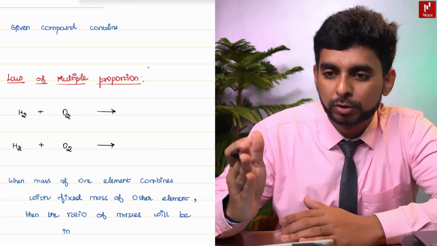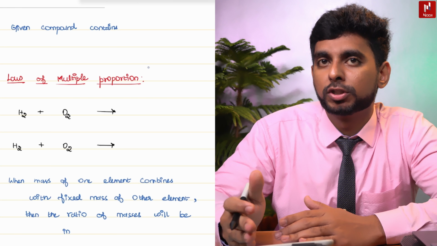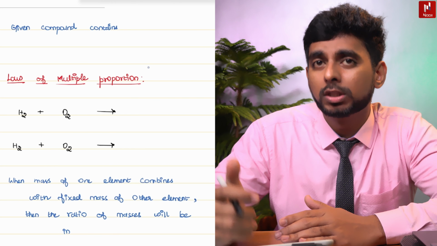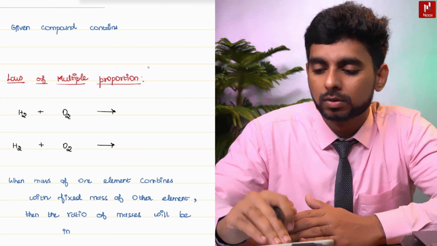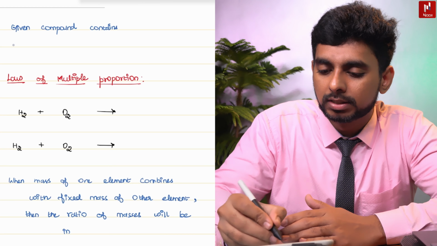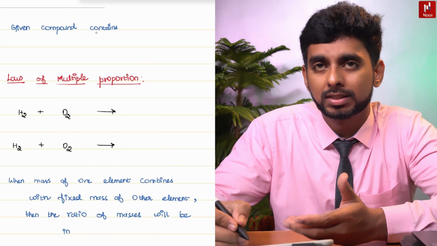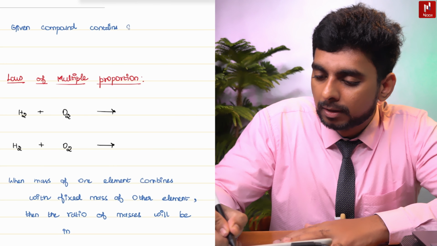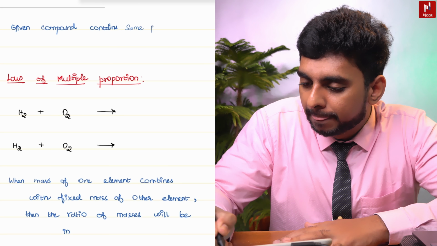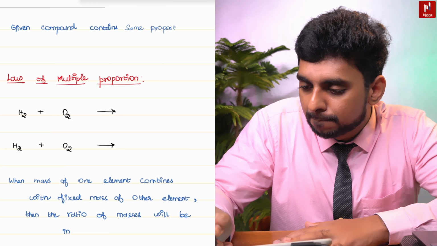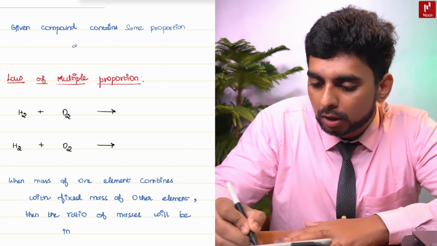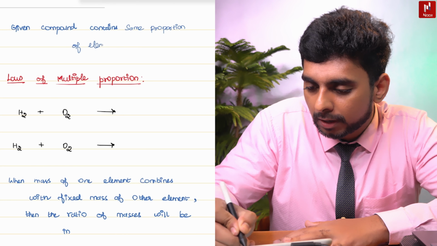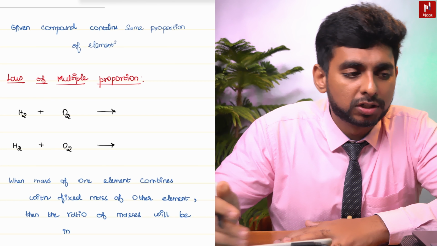If it was one proportion of carbon, that's going to be one proportion of carbon, which will combine with two proportions of oxygen, right? So that's what this statement represents. You have got a given compound, which means the same compound contains the same proportion of element. Okay, so it will have the same proportion of element.